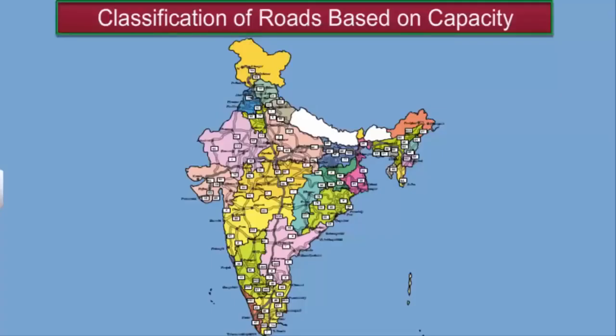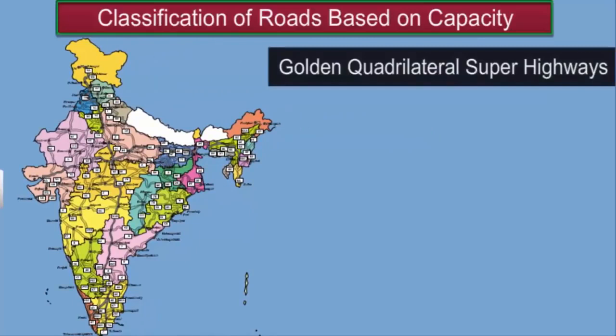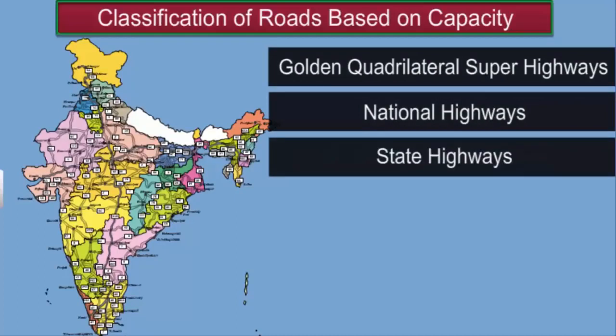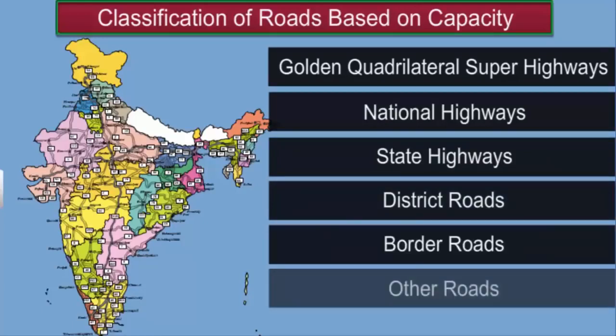Based on their capacity to sustain traffic, roads in India are classified into the following 6 types. The Golden Quadrilateral Superhighways, National Highways, State Highways, District Roads, Border Roads and other roads. Let us now know more about each of them.